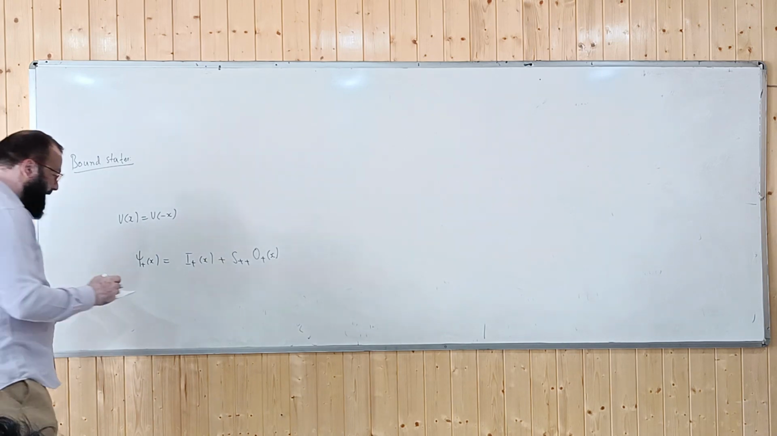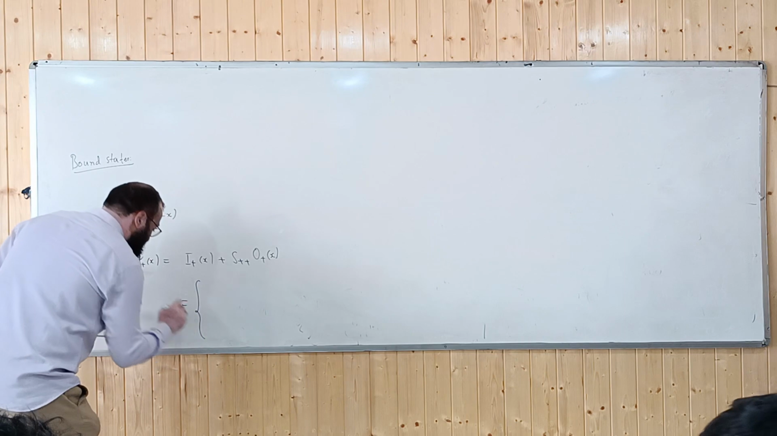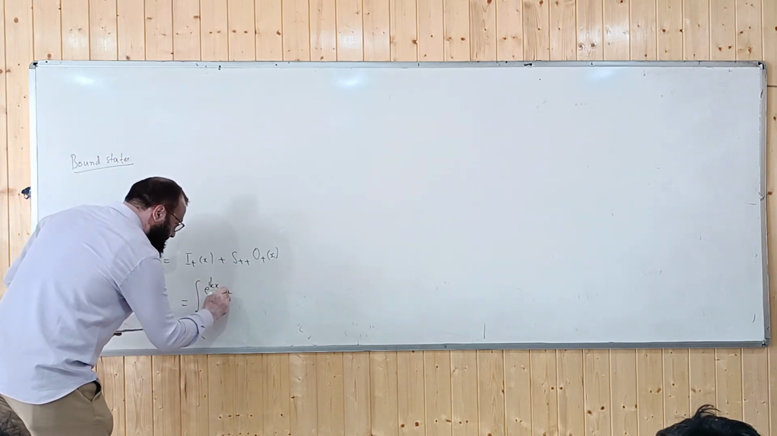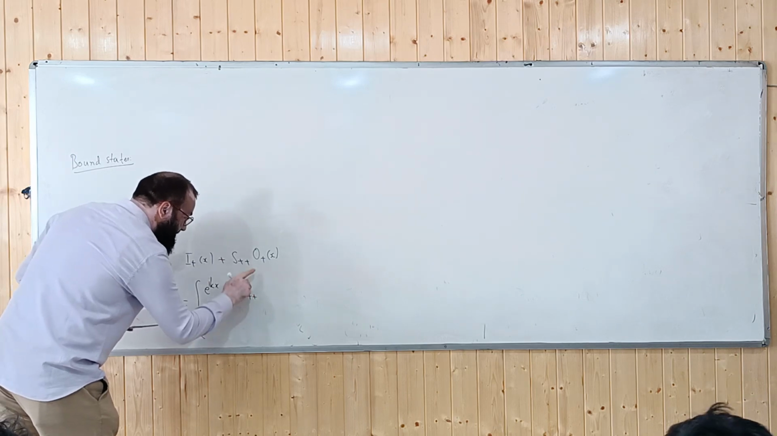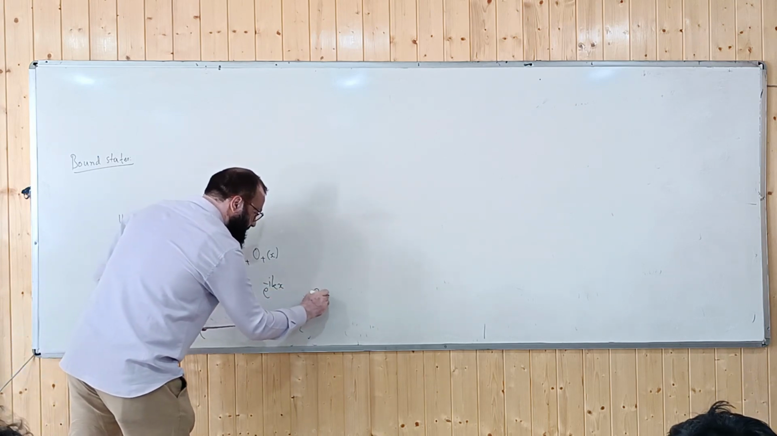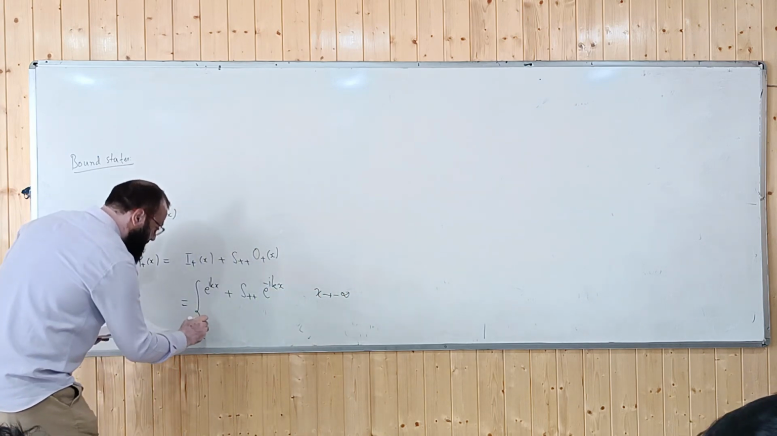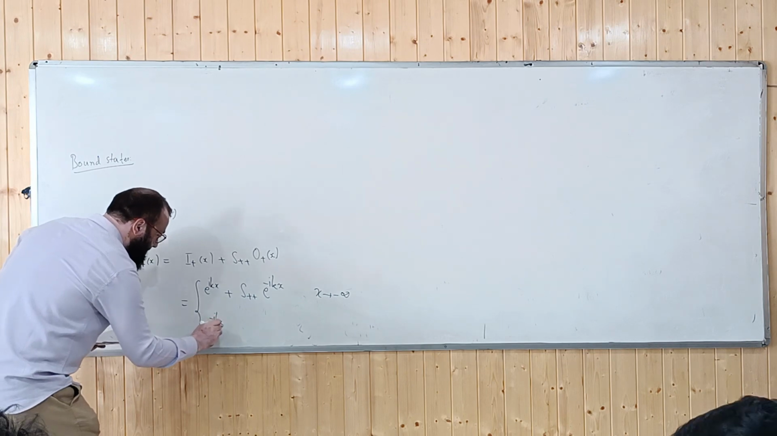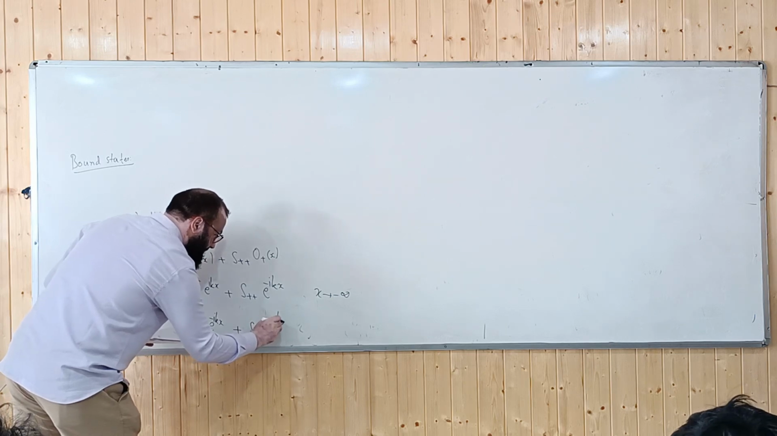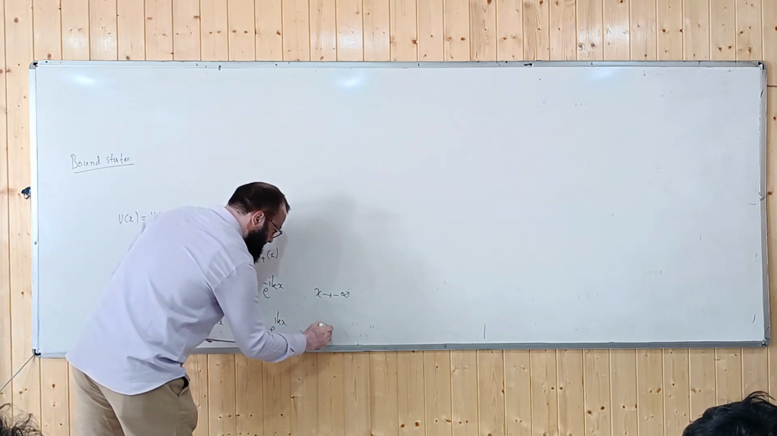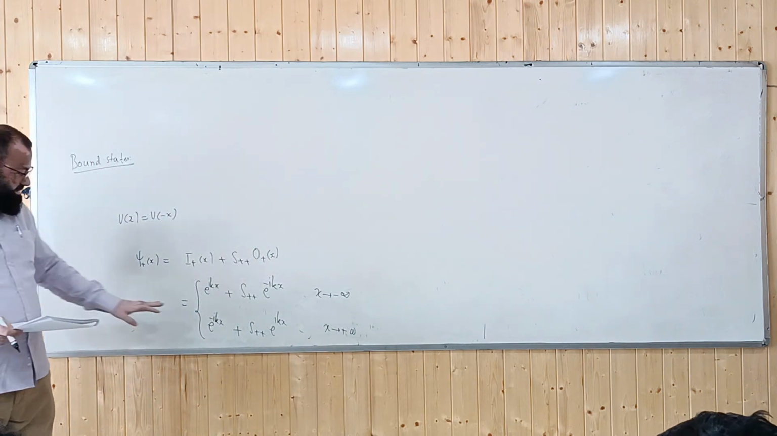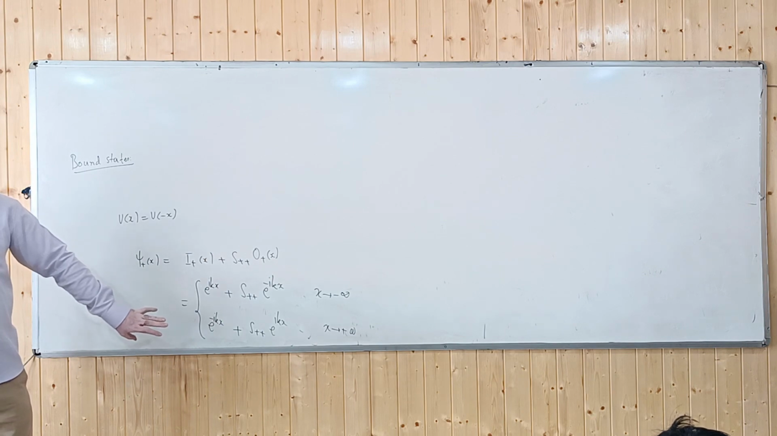Clear? So how does it look? What is I plus? e raised to i kx plus S plus plus. What is O plus? e raised to minus i kx. What is the domain? Minus infinity. So this is e raised to minus i kx plus S plus plus e raised to i kx, for x tends to plus infinity. Got it? Is it clear or not?